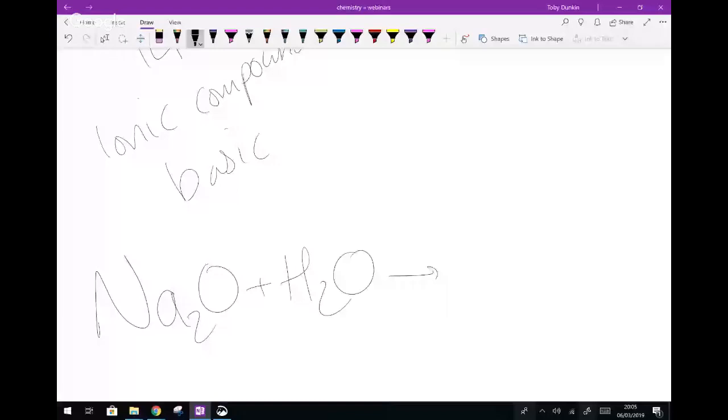But then on the flip side, we get to our covalents. Sulfur then after school revision tomorrow.